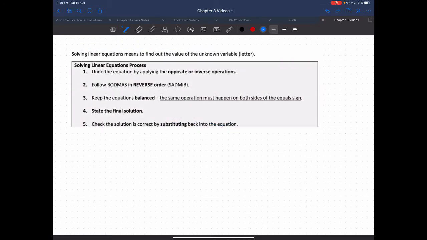So how do we solve linear equations? There is a process. You can see set out is a 5-step process. We will be using inverse operations. Inverse operations are operations that are opposite to another operation. For instance, the opposite to plus is minus, the opposite to divide is times. We will talk about those in a moment. We follow the reverse order for BODMAS.